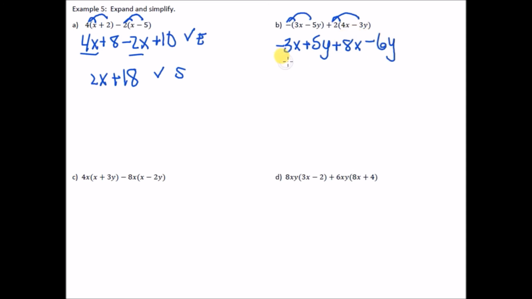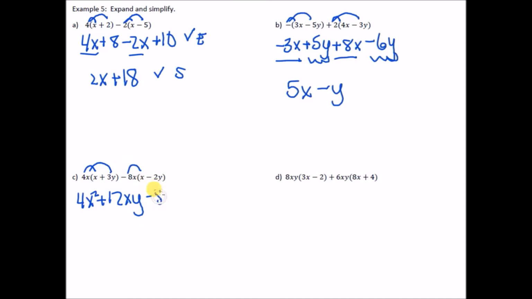And then we want to collect like terms. So negative 3x and 8x gives us 5x. 5y minus 6y, I get negative y. Okay, we'll keep going. 4x times x is 4x squared. 4x times 3y is 12xy. Negative 8x times x is negative 8x squared. Negative 8x times negative 2y is 16xy.